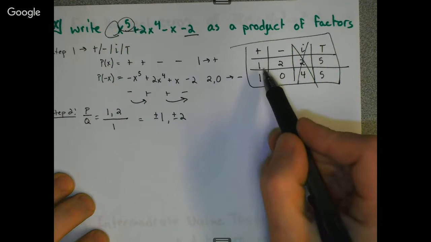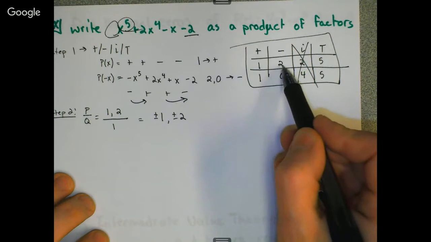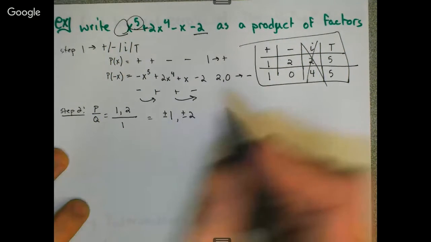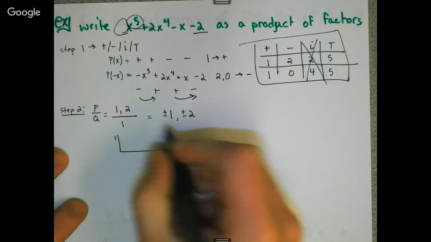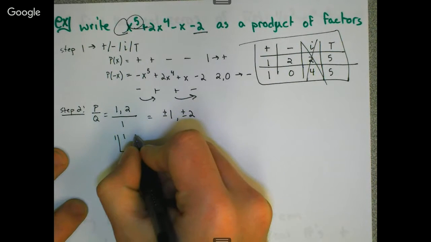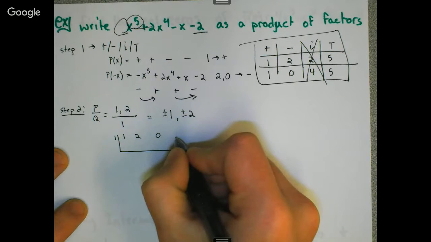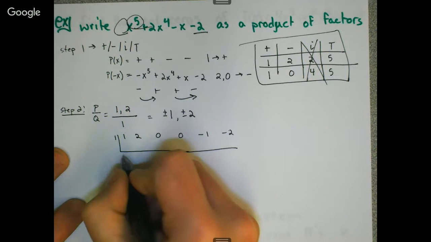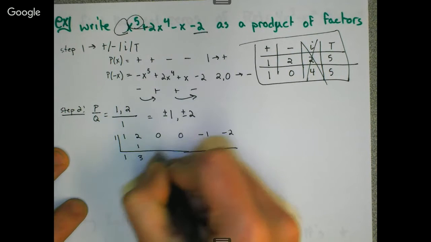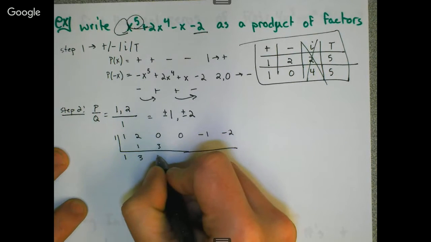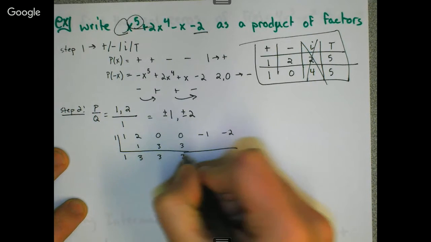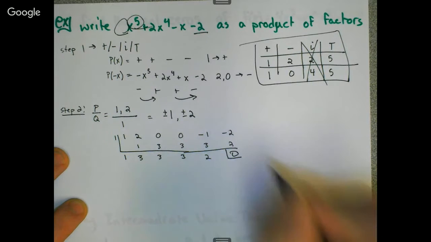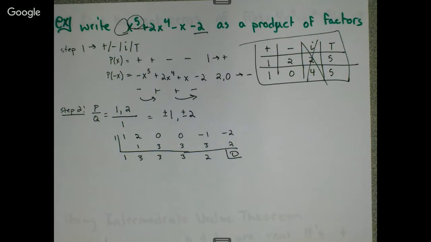Now, I need 1 positive and 2 or 0 negative. Okay, so let's just check 1. I get 1, 2, 0 for x cubed, 0 for x squared, minus 1, minus 2. Okay, so 1, 1, 3, 3, 3, 3, 3, 3, 2, 2, 0. Good. So we found our positive one.